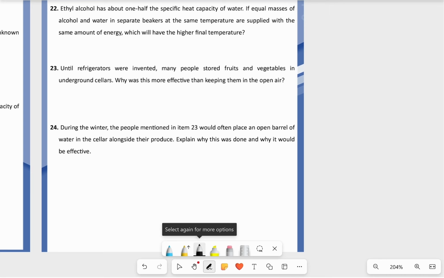Until refrigerators were invented, many people stored fruits and vegetables in underground cellars. Why was this more effective than keeping them in the open air? Well, because in underground cellars the temperature is more stable, and the soil acts as an insulator. So energy is not going to be transferred to the soil or to the underground very easily.